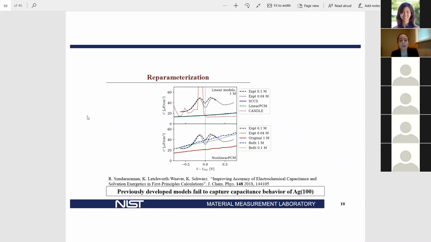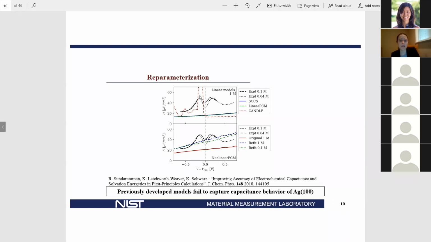So with this very idealized system, we can now study the existing solvation models that have been previously developed. We can see the experimental data shown in black, and when we compare against the results from our solvation models and the solvation models developed by others, we have incredibly poor agreement with experiment. It is qualitatively incorrect.